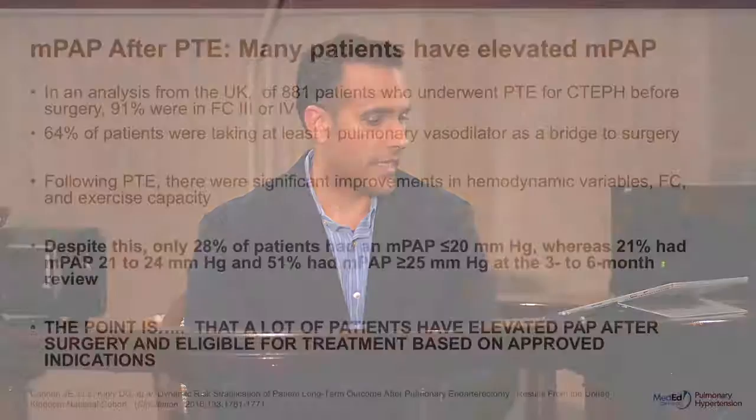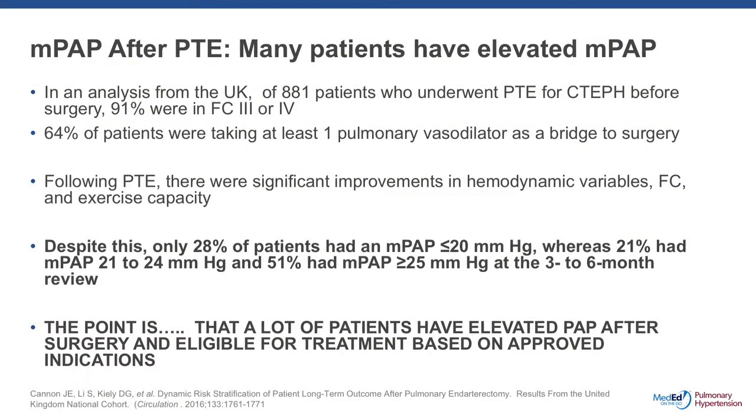But if we look at the CAMERA study that was published in 2016, where they took over 800 patients in the United Kingdom, and those were patients who underwent PTE for CTEPH. 64% of those patients were taking at least one pulmonary vasodilator as a bridge to surgery. Following surgical intervention, as expected, there were significant improvements in the hemodynamics, quality of life, functional class and exercise capacity. But despite this, over half the patients had residual pulmonary hypertension, defined as a mean pulmonary pressure greater or equal to 25 millimeters of mercury.